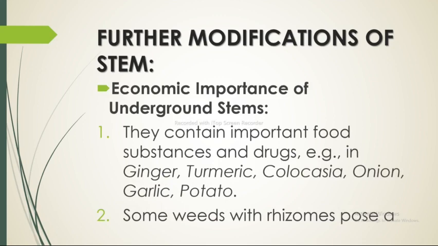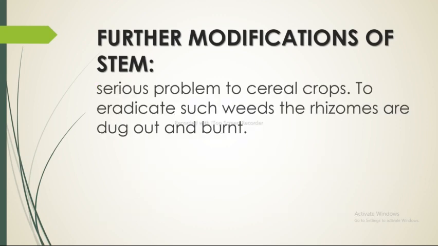Next I am going to discuss about economic importance of the underground stems. The first is they contain important food substances and drugs, for example, in ginger, turmeric, colocasia, onion, garlic, and potato. Second, some weeds with rhizomes pose a serious problem to cereal crops. To eradicate such weeds, the rhizomes are dug out and burnt.